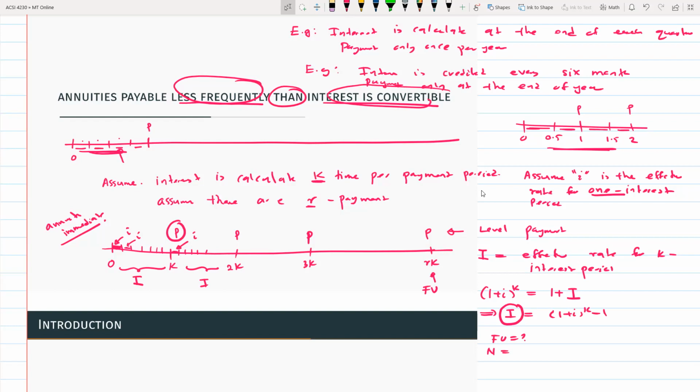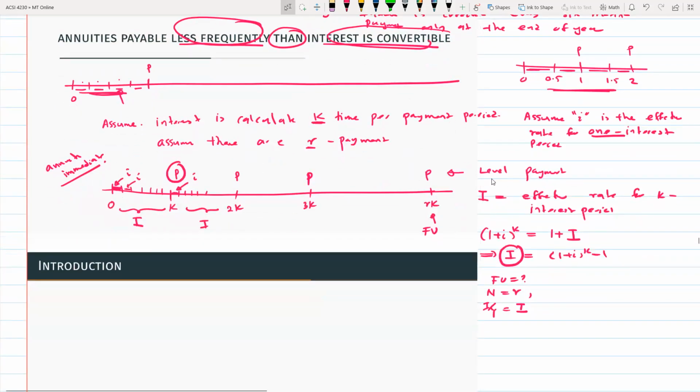You can enter N is R, there are R payments. And then the rate, this is the one you need to be really careful about. You can enter capital I. And then you can say compounding per year is 1, payment per year is 1, because you are now thinking of this K interest period as 1 year.